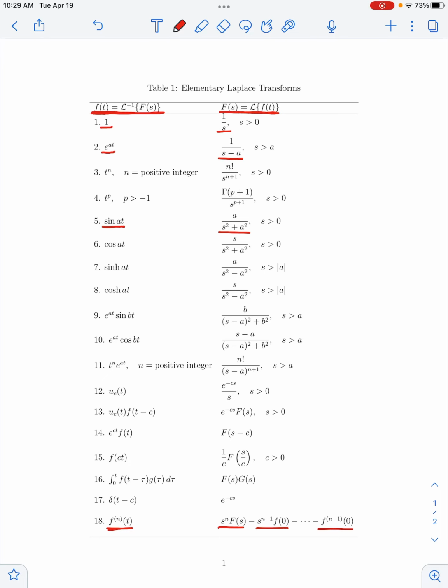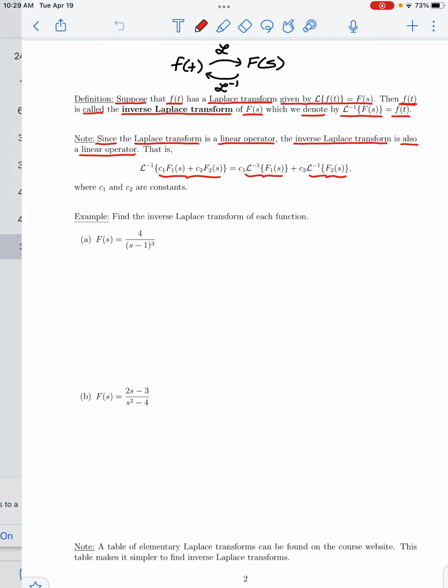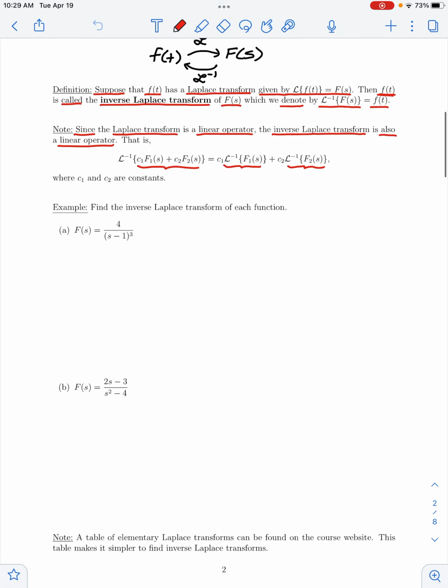So let's look at some examples of this now. In section 6.2, this first example asks us to find the inverse Laplace transform of each function. And in part A, I have the function capital F of s is 4 over (s minus 1) cubed. And I want to know what function has that as its Laplace transform.